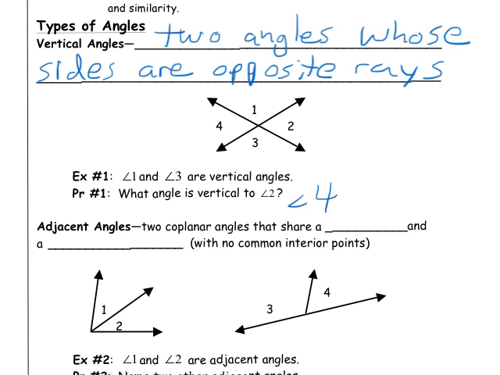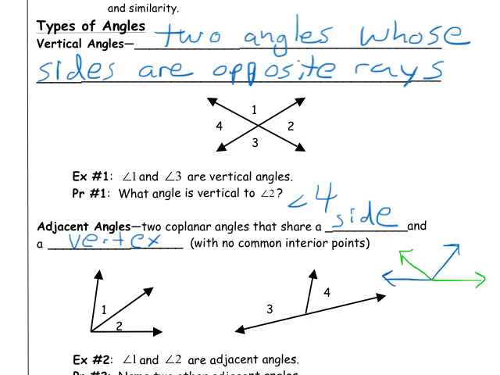Alright, the next term is adjacent angles. These are two coplanar angles that share a side and a vertex. So notice here, angles 1 and 2, they share this ray here, and they share this vertex down here. And this is also important, with no common interior points, because we could draw an angle like this, right? So let's make that one my blue angle, and then I could draw another one that is green.